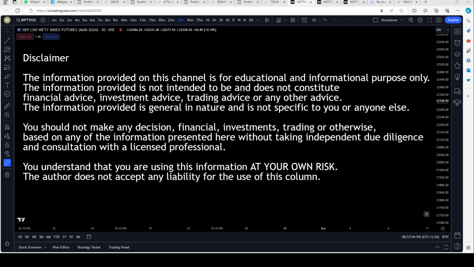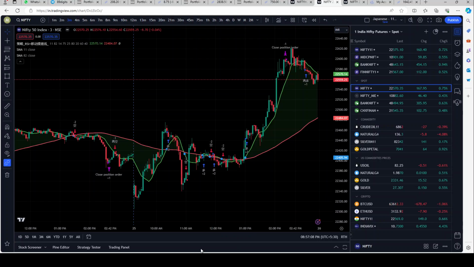So we'll quickly go to the indicator. And this is the indicator and this is how it looks. All right, I hope you can see it on the screen. Yes, it works best on 2 and 3 minutes time frame. So whether you want to use 2 minutes or 3 minutes, I'll leave the decision to you. You decide which one you like better.